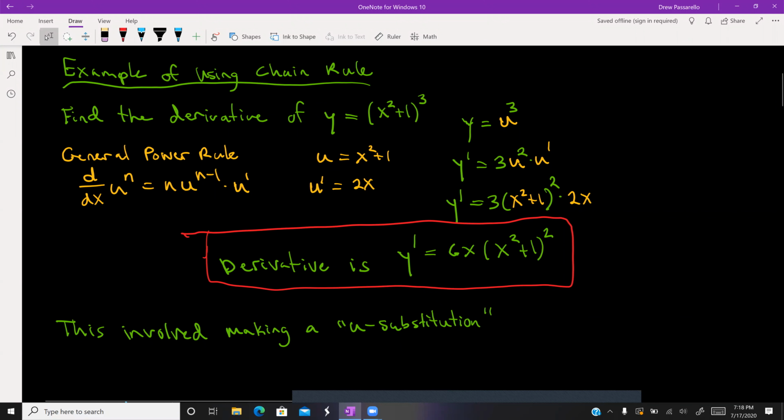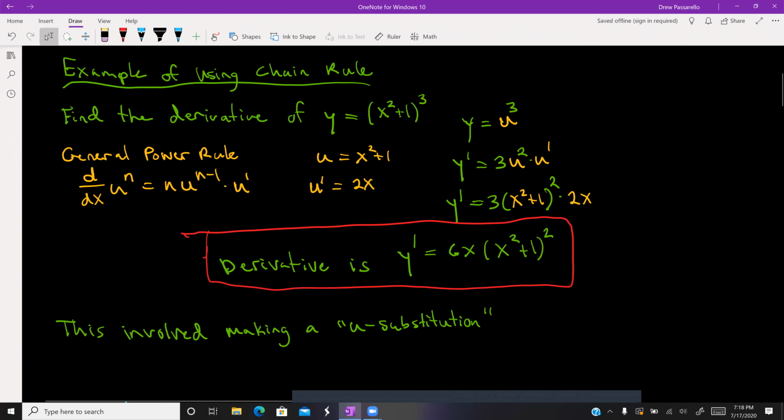And then I do substitution. Well, u is x squared plus 1. U prime was 2x. So I substitute those quantities in. And then I simplified. I did 3 times 2 is 6. So it's 6x times (x squared plus 1) squared is the derivative. All right, so we use the chain rule, and it involved using a substitution.